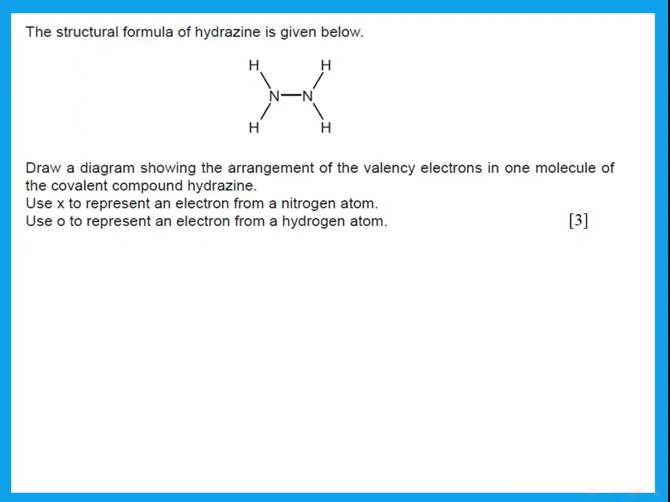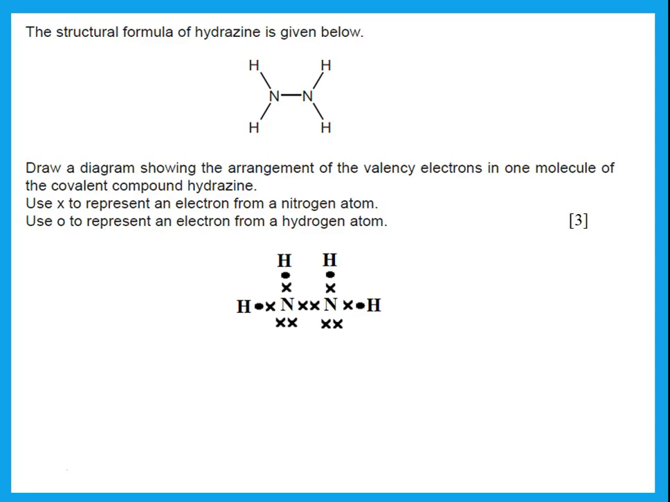Okay. He has the structure formula of hydrazine, and he says draw a diagram showing the arrangement of valency electrons in hydrazine. Again, if he draws the lines for you, that's making it very easy, because you should know that each of these lines is actually a pair of electrons. So each hydrogen will give 1 electron and take 1 electron.